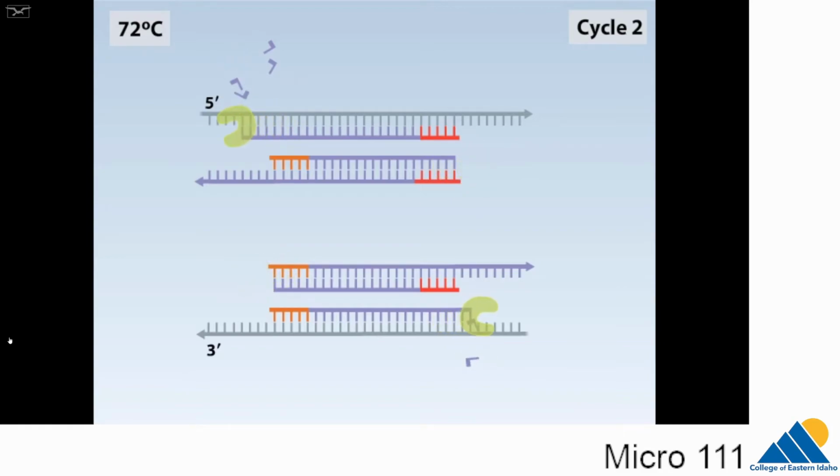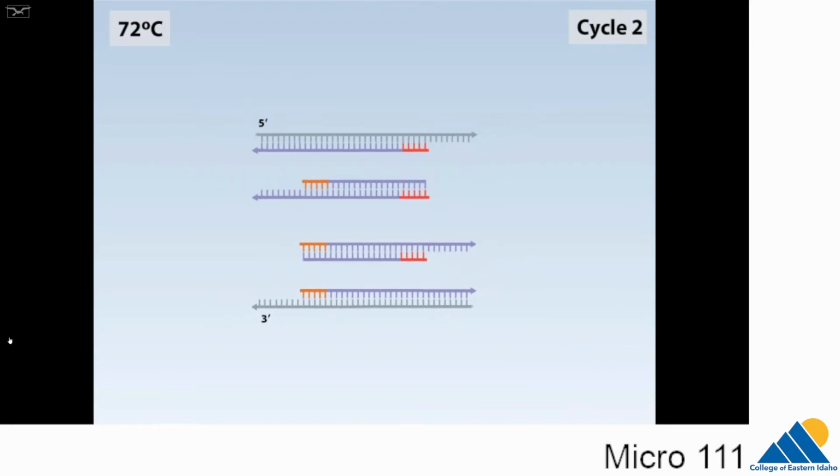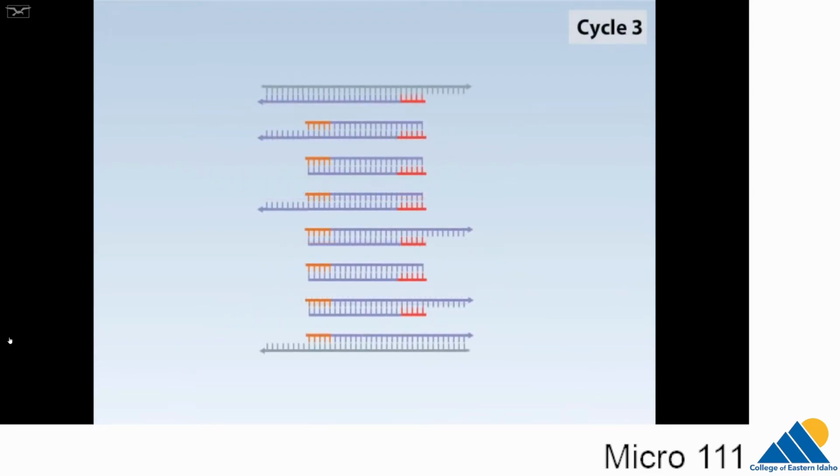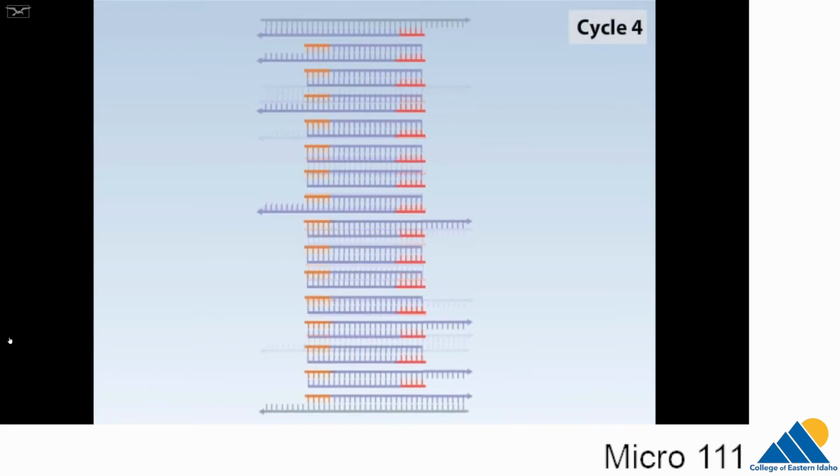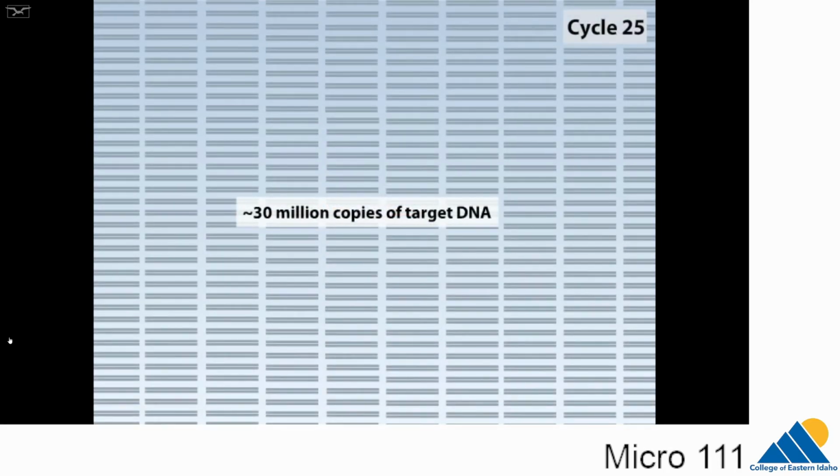After 2 cycles, 4 double-stranded target DNA sequences exist. After the 3rd cycle, 8 copies exist. After the 4th cycle, 16 copies exist. After 25 cycles, about 30 million copies of the target DNA exist. Because PCR reactions require 25 to 30 heating and cooling cycles, a machine called a thermocycler is used to reproducibly and rapidly deliver these cycles.